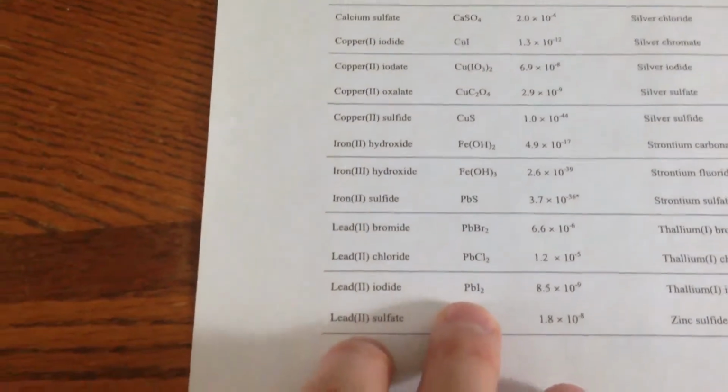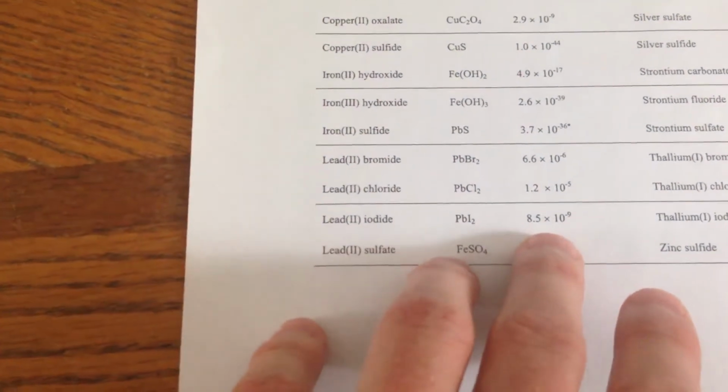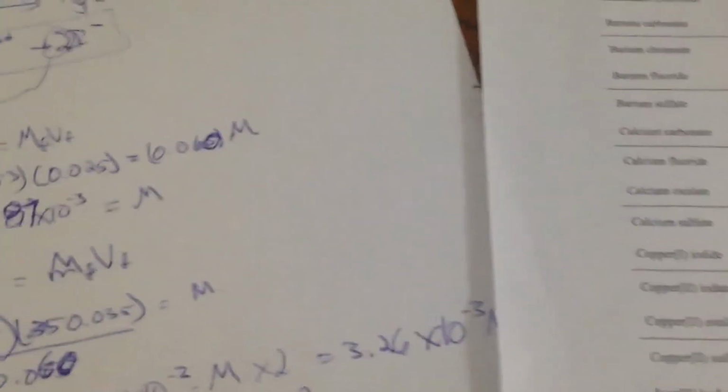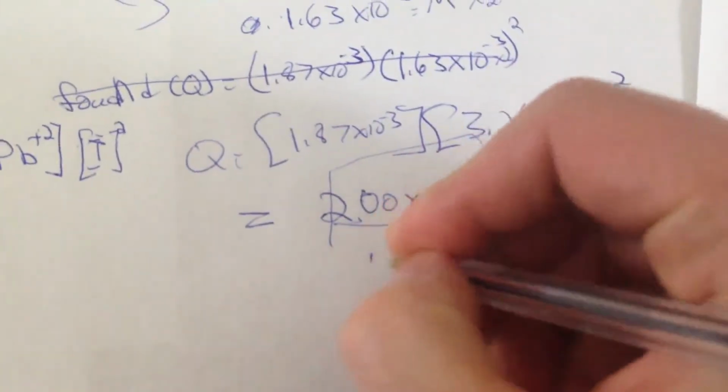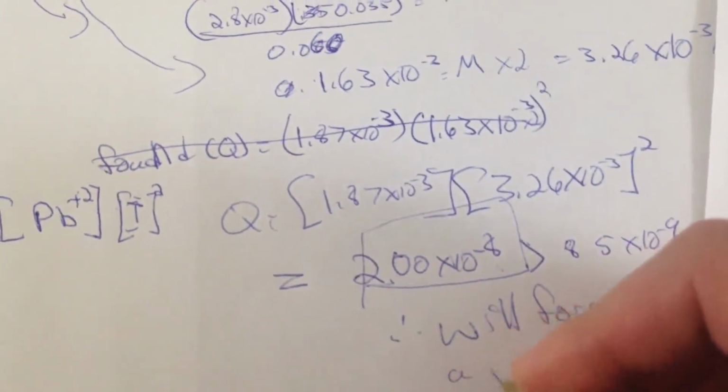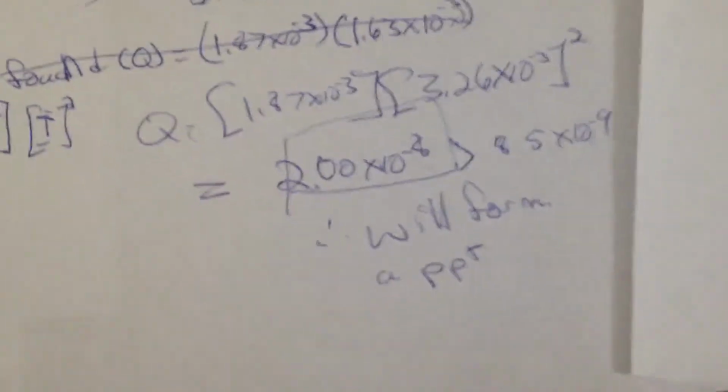Now, I don't have a KSP on here to compare that to. I don't have lead iodide. So what I have to do is I have to take out my solubility product constant chart and look up lead iodide. Lead iodide is right here. It's 8.5 times 10 to the negative 9. When I compare those, 2 times 10 to the negative 8 is greater than. So I'm going to get a precipitate. So therefore, lead iodide will form a precipitate.